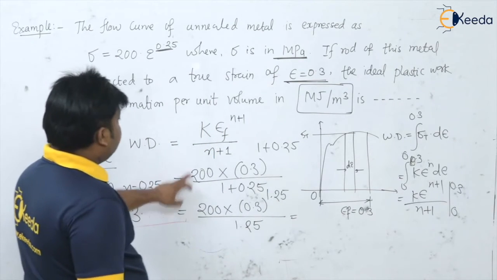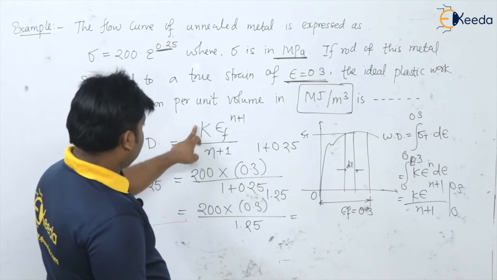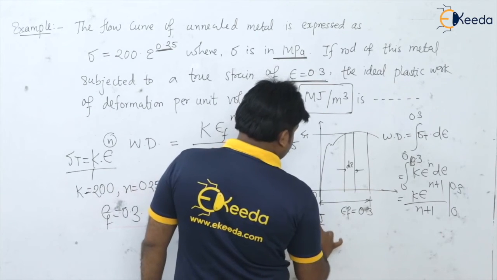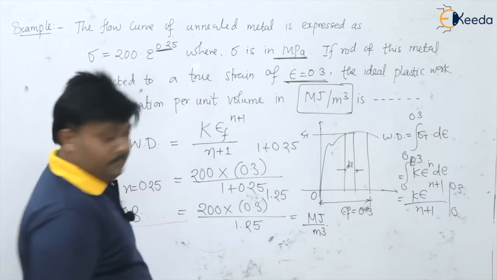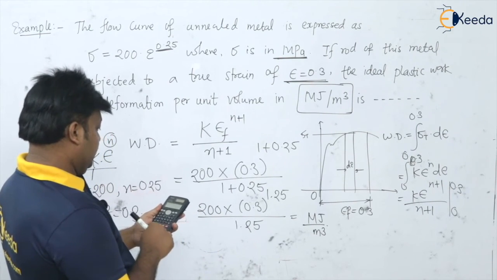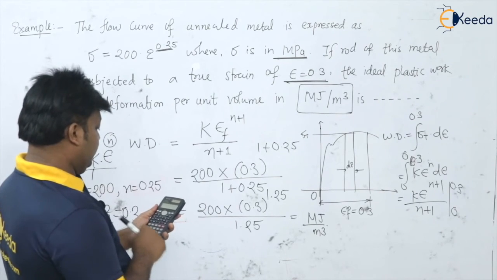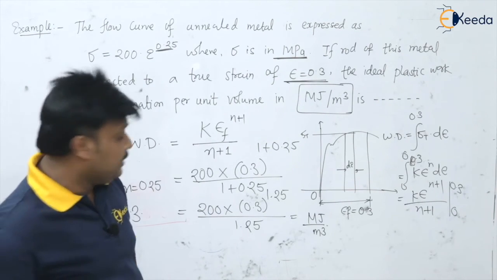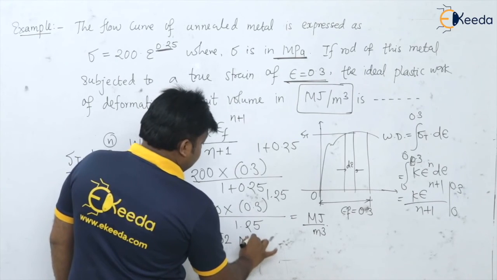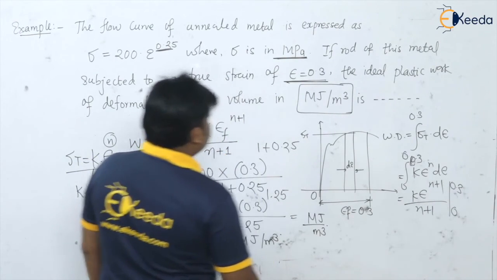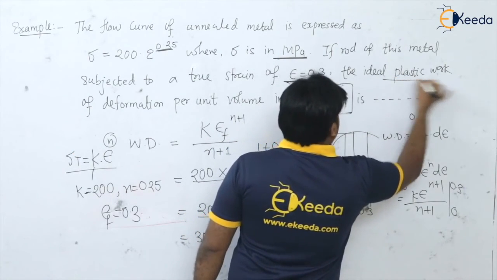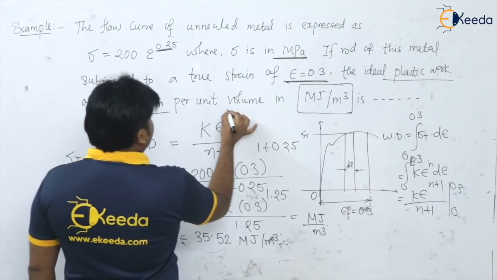See, stress is given in megapascal, so definitely the answer will be in megajoule per meter cube. If I calculate 0.3 to the power 1.25 divided by 1.25 into 200, it is 35.52. So the work done is 35.52 megajoule per meter cube. This will be the specific energy, that is the work done, the ideal plastic work of deformation per unit volume.